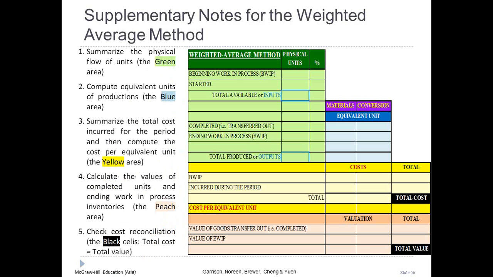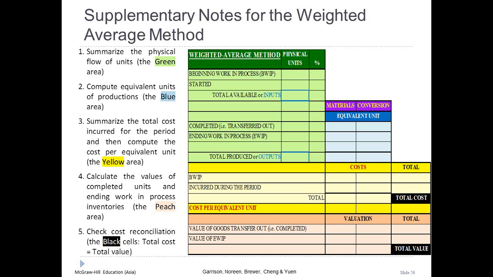So here are some supplementary notes for the weighted average method. The work of process costing calculations can be concluded in a table format with the following 5 steps, with a defined color to help follow the steps.